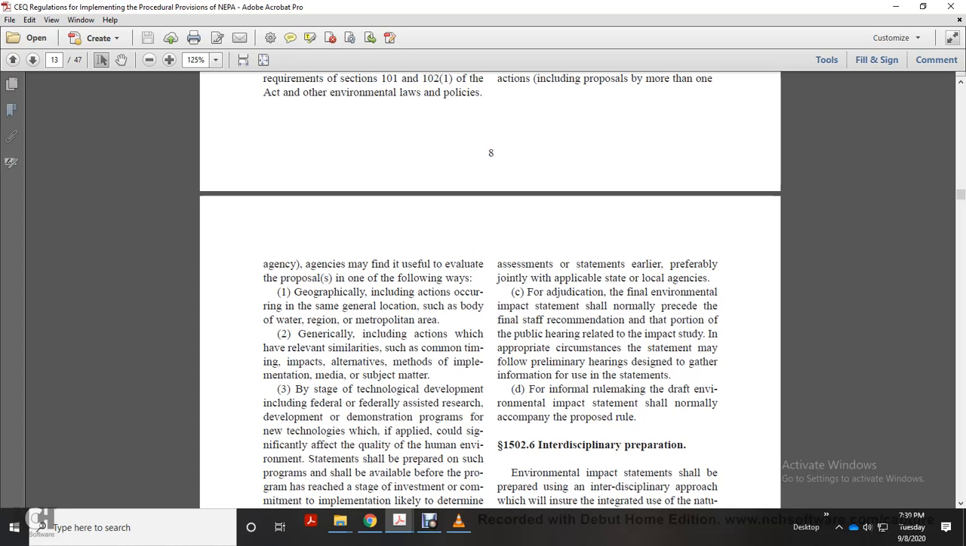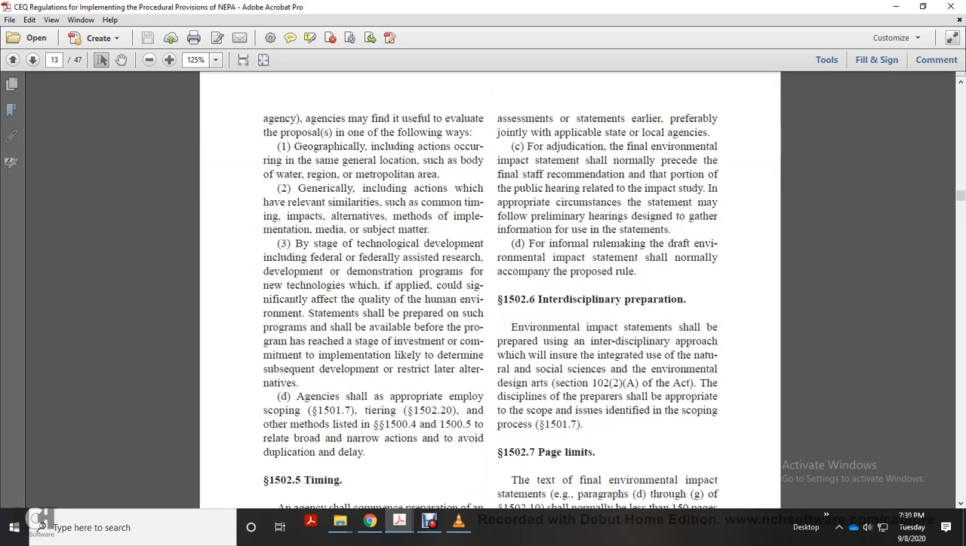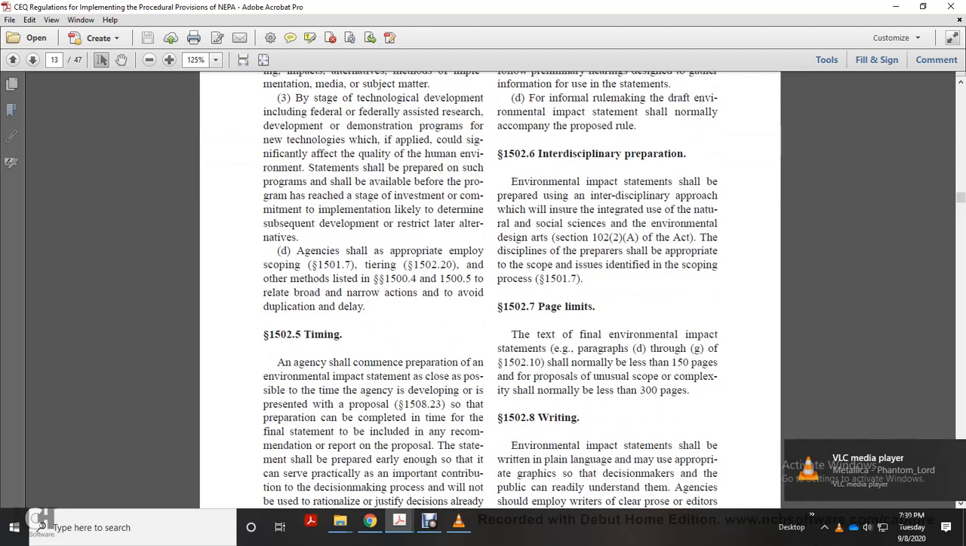Statements that may be prepared on such a program shall be available before the program has reached the stage of investment or commitment likely to determine subsequent development or restrict later alternatives. Agencies shall, as appropriate, employ the scoping process (1501.7), tiering (1502.20), with the other methods listed in 1500.4, 1500.5, and 1505 to relate broad and narrow actions and to avoid duplication and delay.